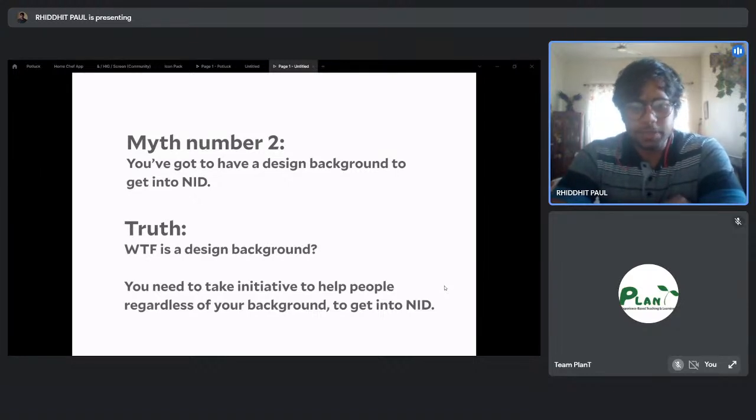Like I said before, 70% of the students who get into a master's at NID do not have a design background. What they do have, though, is this determination to help people and actually take initiative, regardless of their background, for helping those people. I personally wasn't thinking of getting into NID before applying for the exam. When I talk about taking initiative, while I was in architecture, I felt that more people in architecture needed to understand a bit more about graphic design.